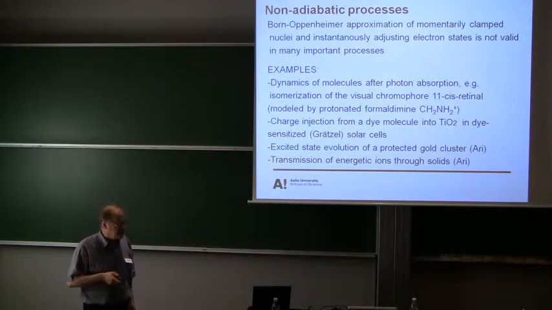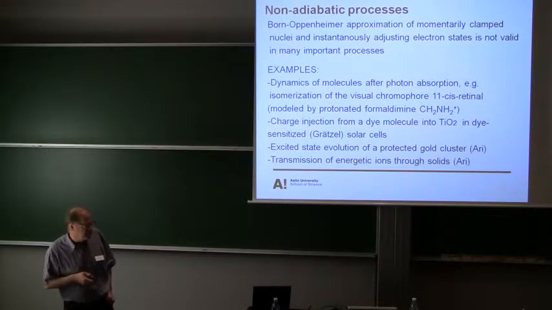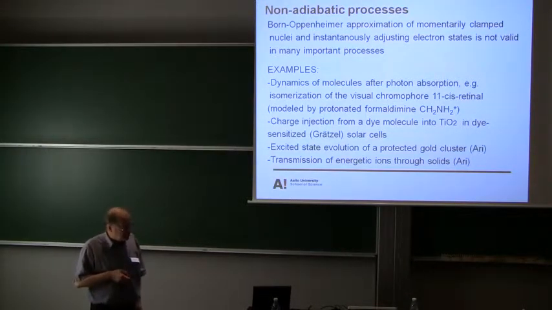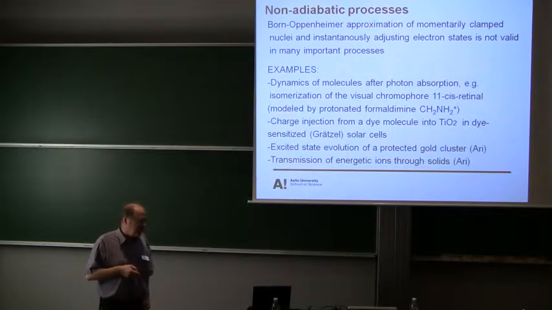processes in which a photon has been absorbed by some molecule and isomerization happens. And one particular example of that is this molecule which is responsible for the visual sense. Other examples are charge injection processes which are important in the future, let's say, solar cells. And I will talk about two applications.